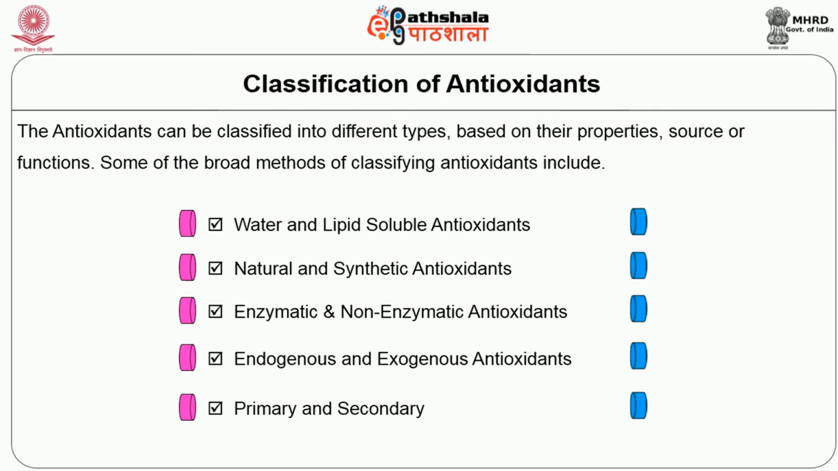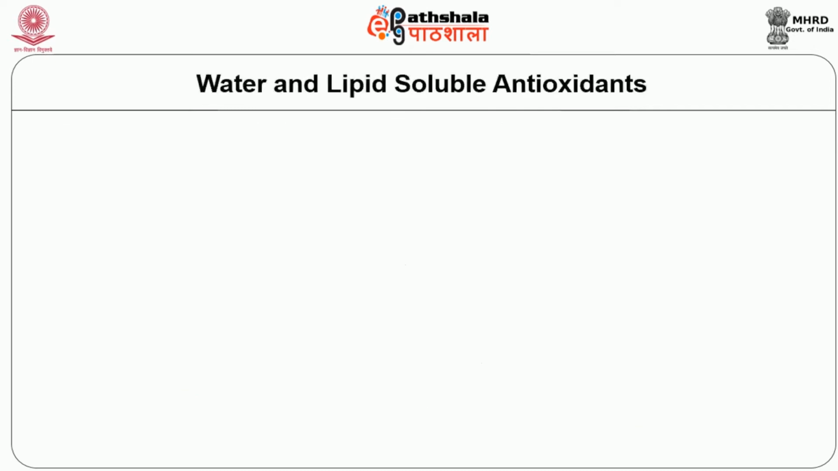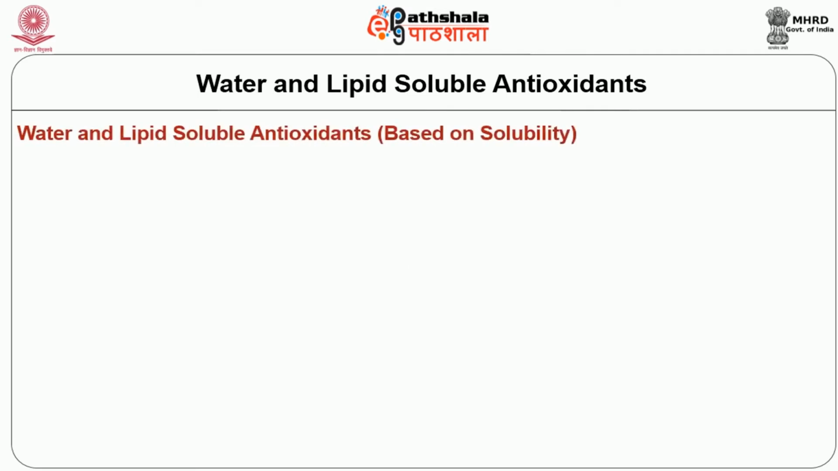However, these classes of antioxidants have an interlinked network because some of the endogenous antioxidants may be either enzymatic or non-enzymatic, and some of the exogenous antioxidants may be either natural or synthetic. But to give an overview on the different methods of classification of antioxidants, we will be discussing each of the classes separately. First, we will see about the types of water and lipid soluble antioxidants.